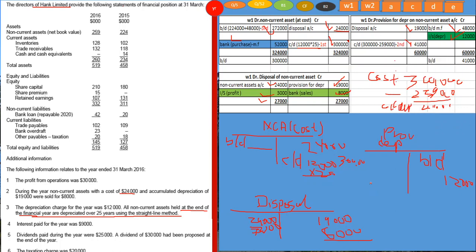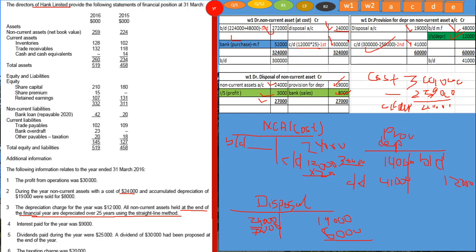What you can do is get your closing balance of provision for depreciation. Here we have closing non-current asset cost. This minus net book value, that is 259. If you subtract this, 300,000 minus 259,000 gives you 41,000. So that comes here, 41,000. This subtraction is the part you need to understand. Once you understand this, you get this figure, and then the total depreciation on the disposed asset that is given to us, 19,000, you put here as well.